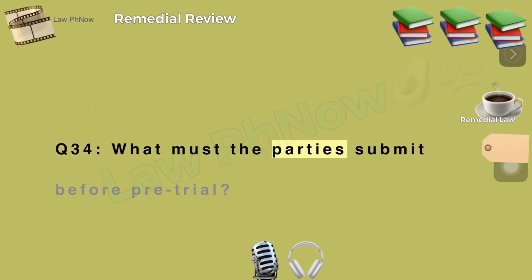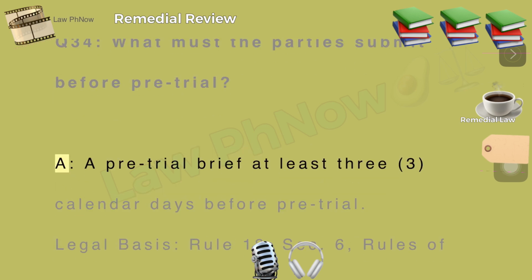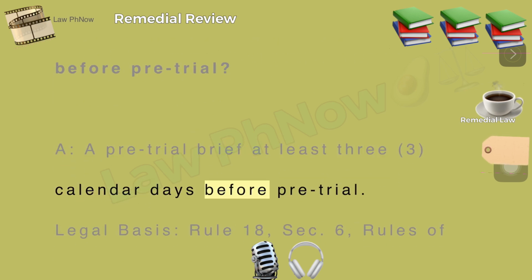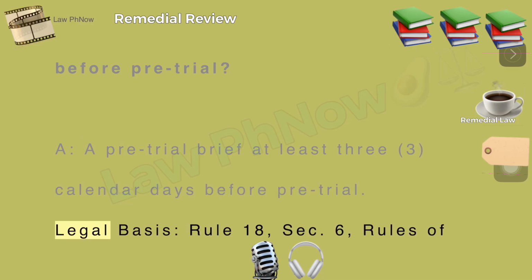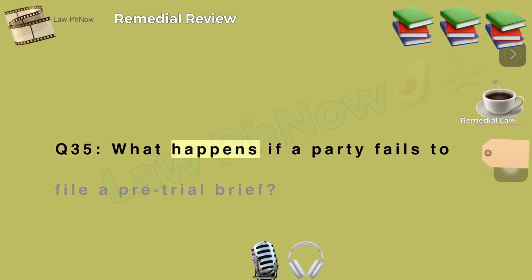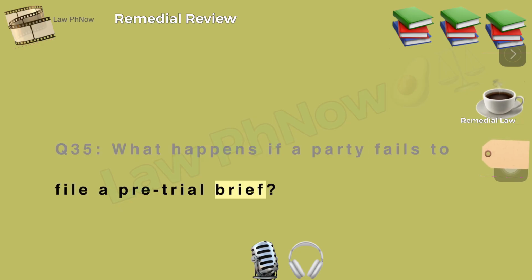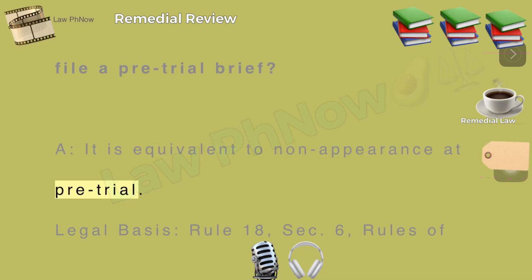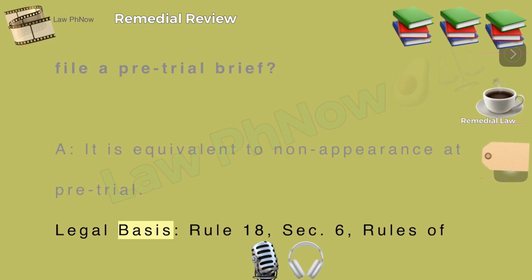Q34. What must the parties submit before pre-trial? A. A pre-trial brief at least 3 calendar days before pre-trial. Legal basis: Rule 18, Section 6, Rules of Court. Q35. What happens if a party fails to file a pre-trial brief? A. It is equivalent to non-appearance at pre-trial. Legal basis: Rule 18, Section 6, Rules of Court.